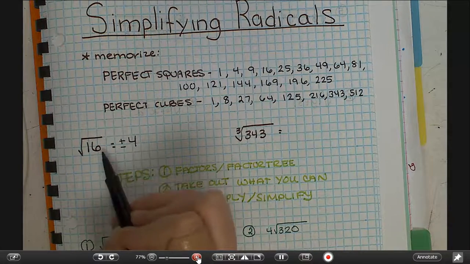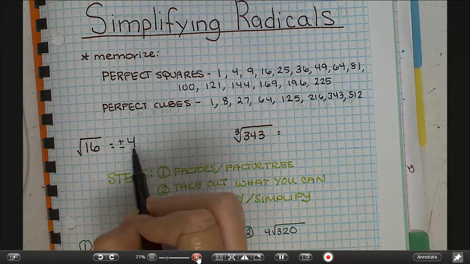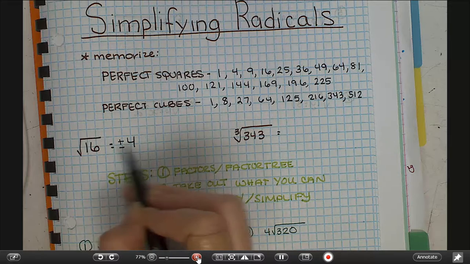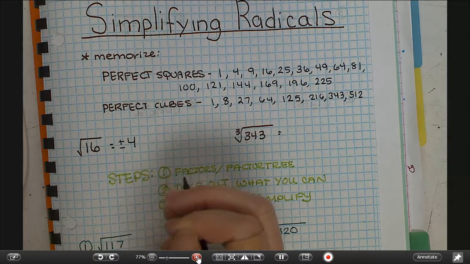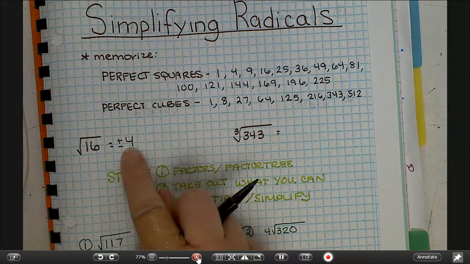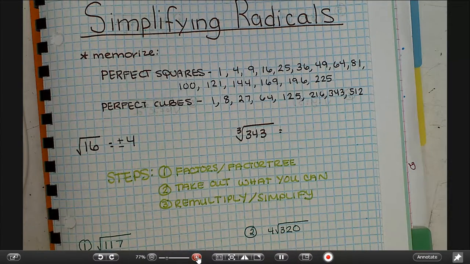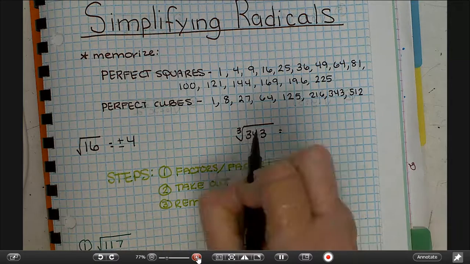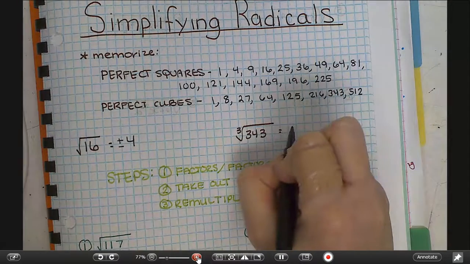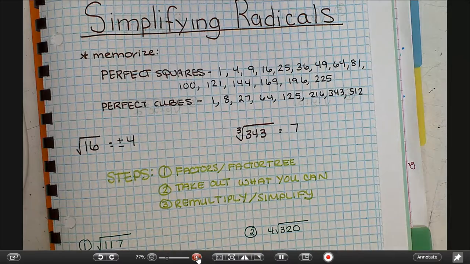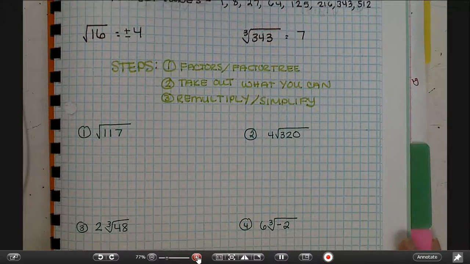I also had just mentioned that the square root of 16, most people think of as positive 4, but it's really plus or minus 4, because if you think about what it means, 4 times 4 or 4 squared is 16, but so is negative 4 squared, negative 4 times negative 4. So here we're going to account for that, but when we get down here, we're just going to be using the positive root when we're talking about the square roots. All right, and the cube root of 343 is a perfect cube, which would be 7. And that's that.